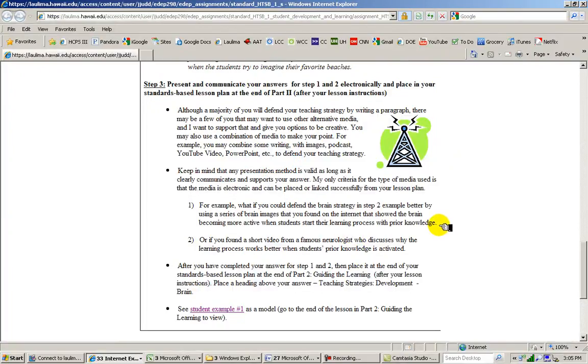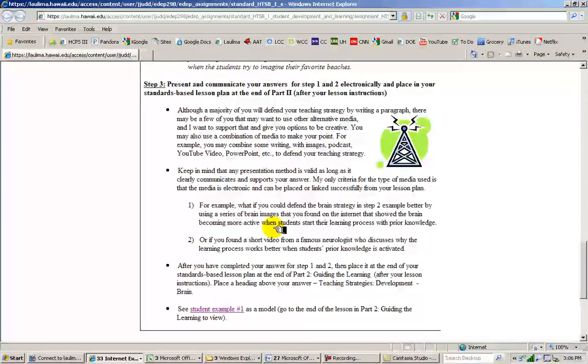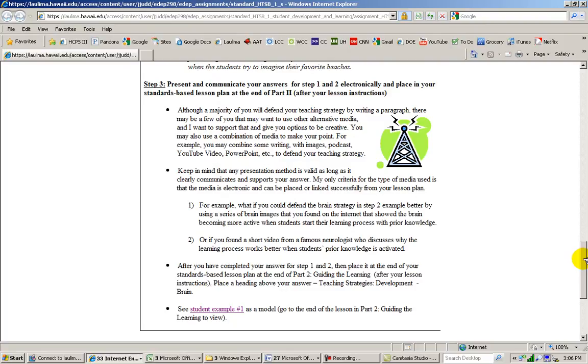Okay? So for example, if you can defend the brain strategy by using a series of brain images that you found on the internet and showed one becoming more active when students start their learning process with prior knowledge, that's a much better visual way than the writing would be. Or you found a short video from a famous neurologist who discusses why the learning process works better, and so on.